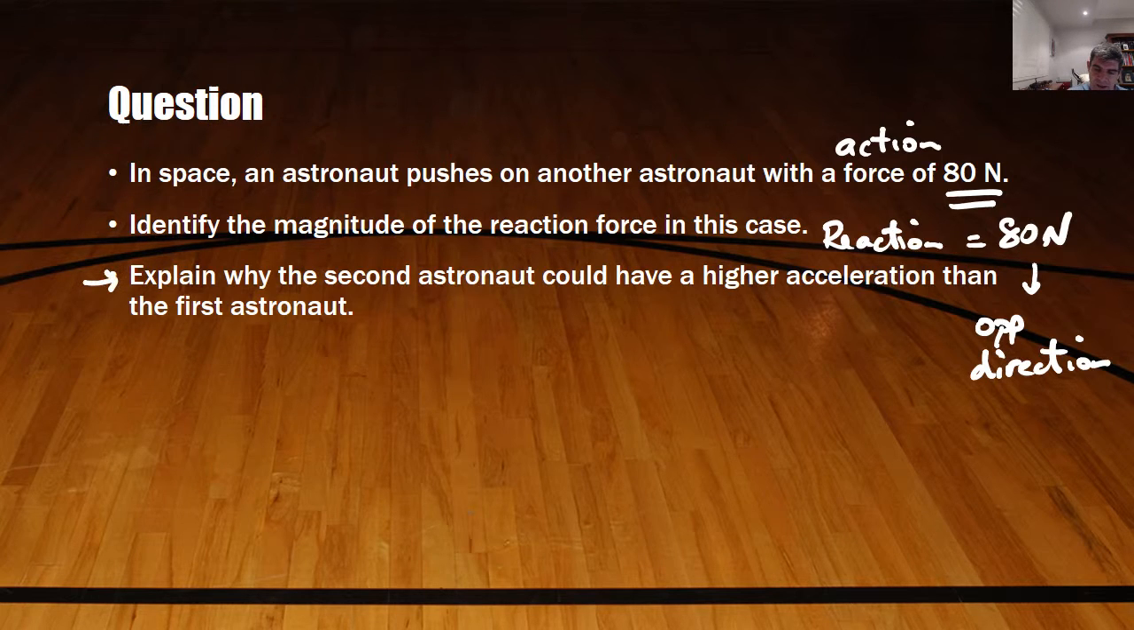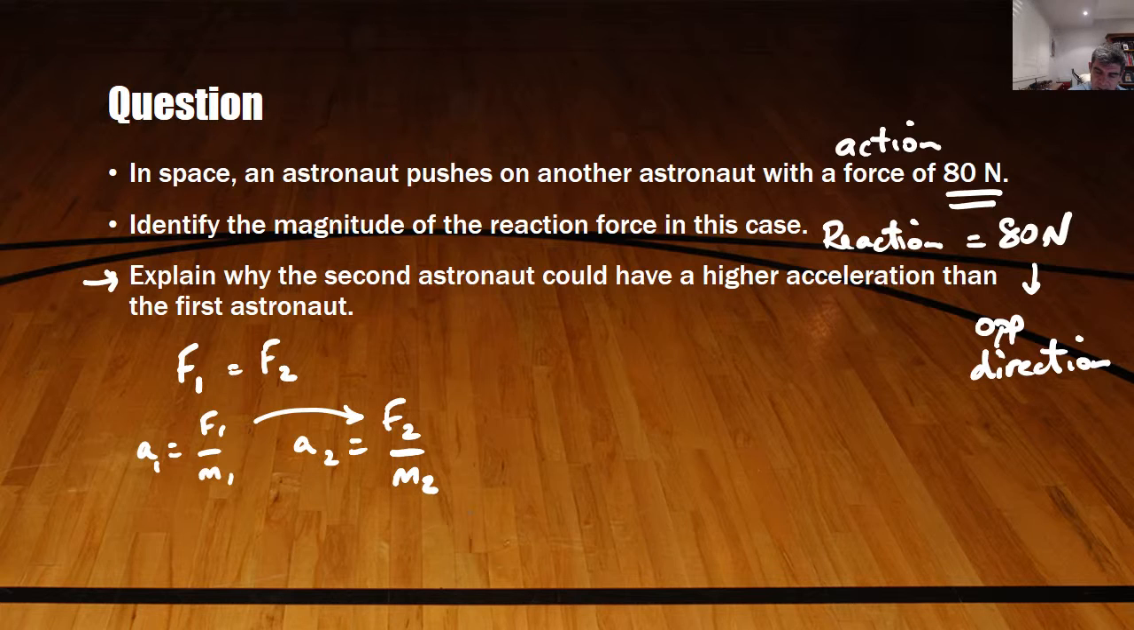Our second question here is to explain why the second astronaut could have a higher acceleration than the first astronaut. Well, the force of one is equal to the force of the other, so the two are experiencing the same force. Because we know the acceleration is F on m, the two accelerations are going to be a consequence of the difference in the mass. The only reason that A1 and A2 would be equal is if M1 equals M2, then A1 equals A2.